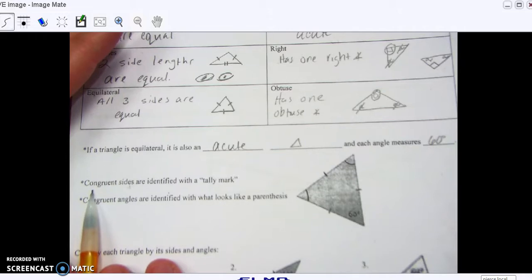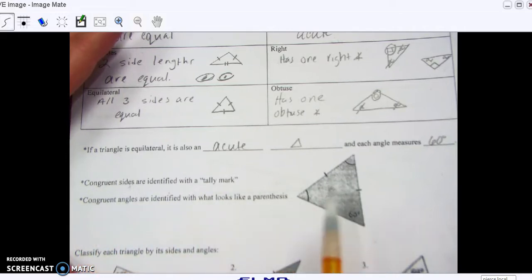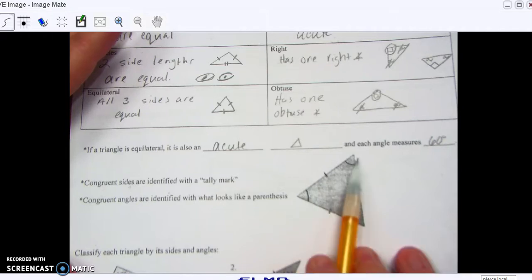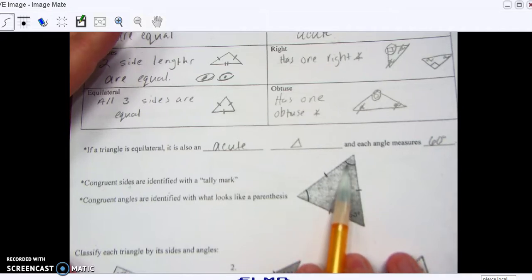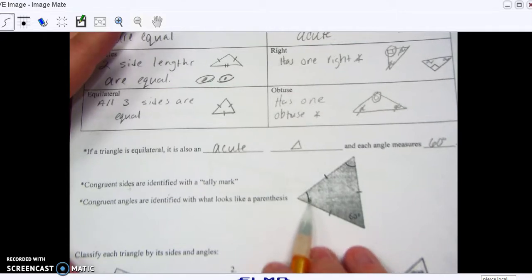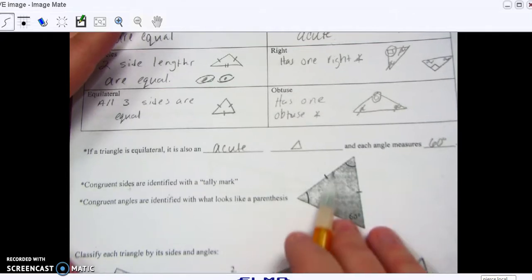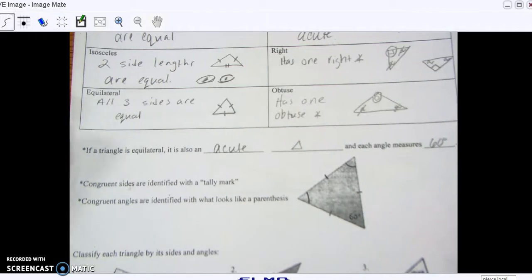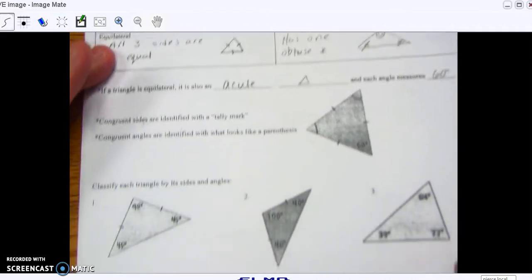We've already touched on how congruent sides are identified with a tally mark. I called them congruency marks. And congruent angles are identified with what look like parentheses. These are congruency marks inside angles right here. Like you may see one, or you may see a double layer right there, two of them, denoting one is different. We'll practice more with that.